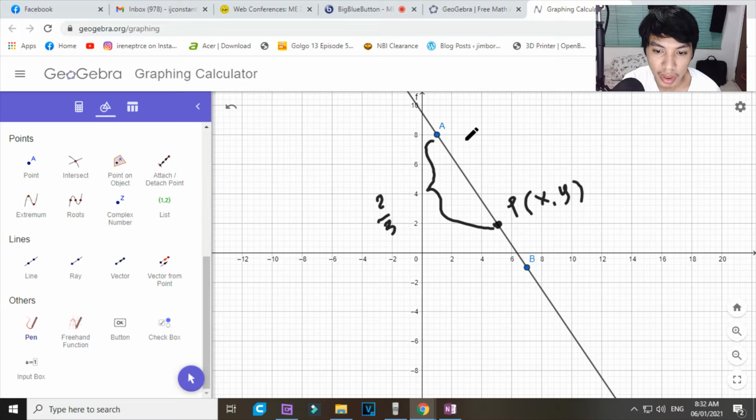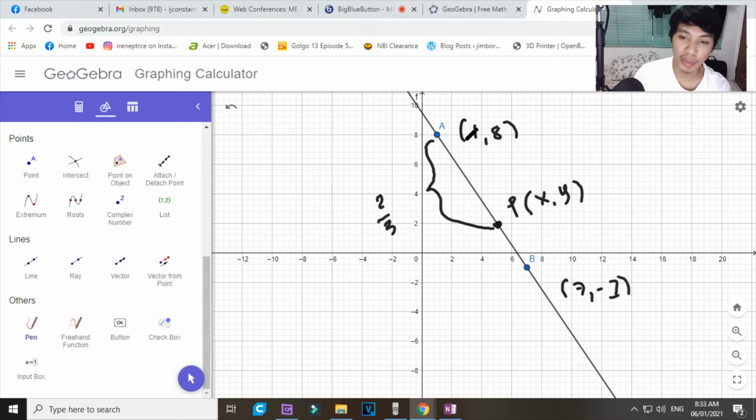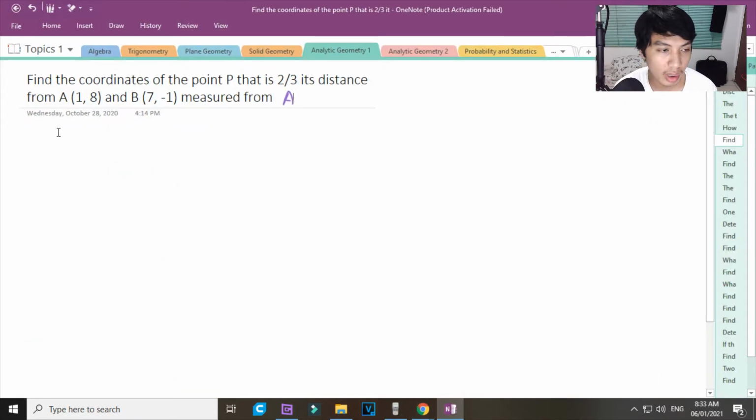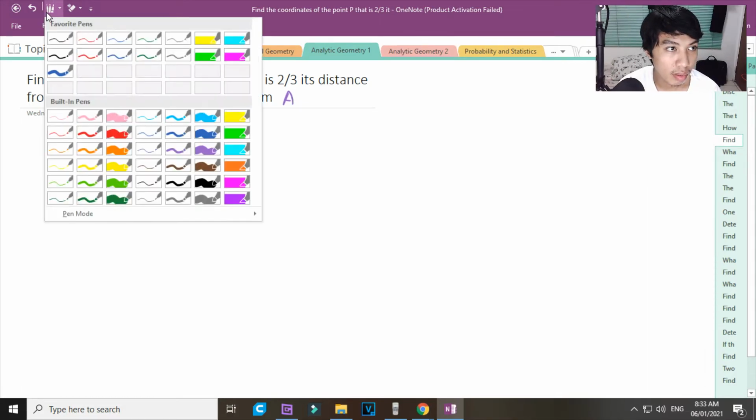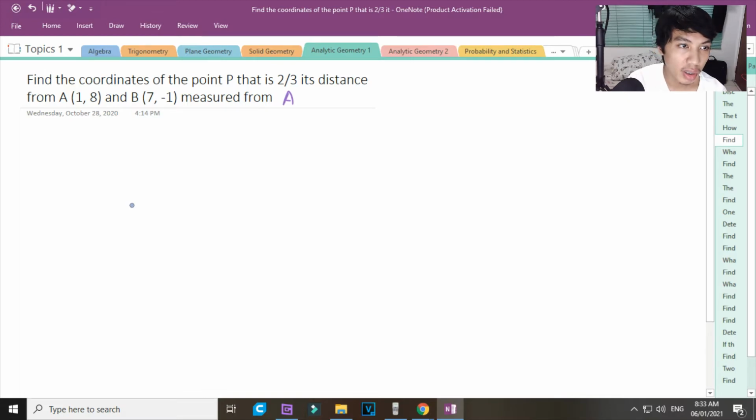And this one is (1, 8). Then this is (7, negative 1). Okay, negative 1. We are asked to find the distance of these two using our distance formula for our line segment. So, this is a ratio. Okay? 2/3.